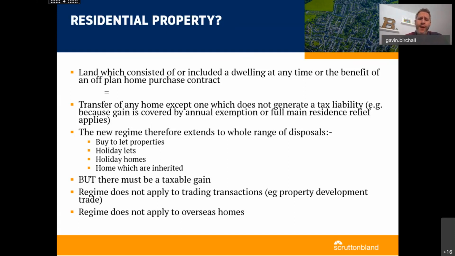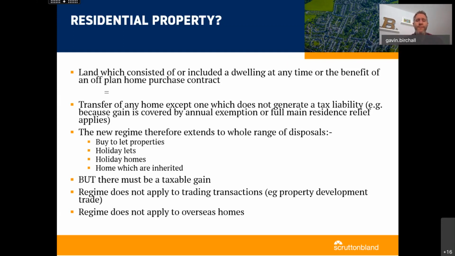As I say, a transfer of a home which doesn't generate a tax liability doesn't need to be reported within 30 days. So for instance, if the gain that you realise is covered by your annual exemption, or it's covered by principal private residence relief in full, then there's no need to report that within 30 days.